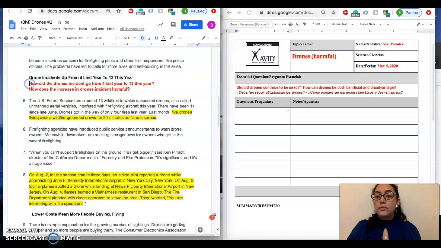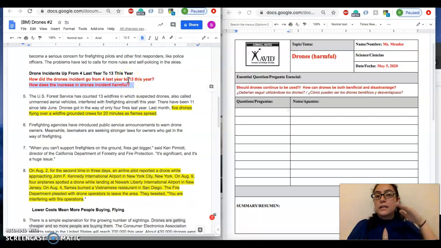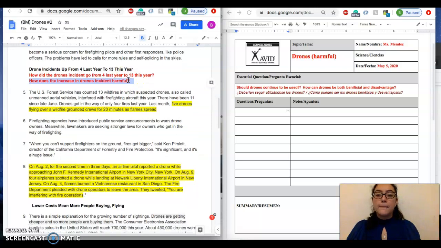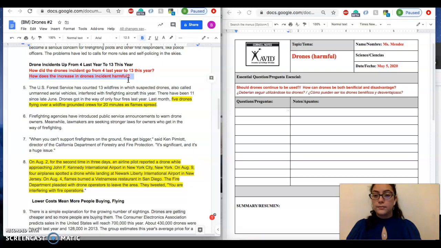Okay. So there are 2 ways that you could have written the subtitle as a question. I wrote them down here, both of them. And the 2 questions are, how did the drones incidents go from 4 last year to 13 this year? Or you could have said, how is the increase in drones incidents harmful? So why do we care that the incidents are going up? Like, why is that harmful?